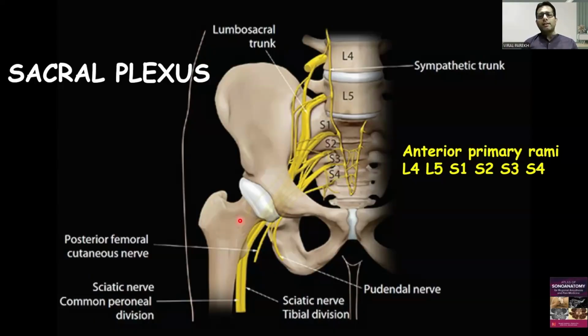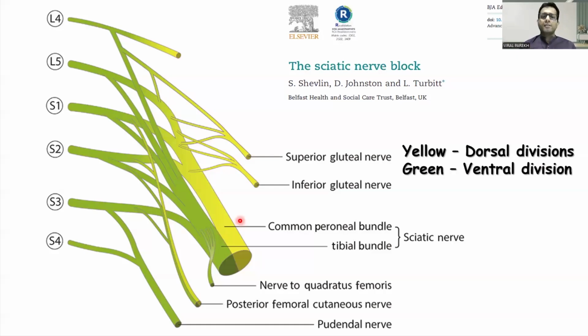The sacral plexus is formed by the anterior primary rami from L4, L5, S1, S2, S3, and S4. As we can see, the major branches of the sacral plexus are shown in yellow from the dorsal division and in green from the ventral division. These are the superior gluteal nerve, inferior gluteal nerve, and the sciatic nerve, which is the biggest nerve in the body. Again, there is a common peroneal component and the tibial component. The ventral division gives branches to the nerve to quadratus femoris, posterior femoral cutaneous nerve, and the pudendal nerve.